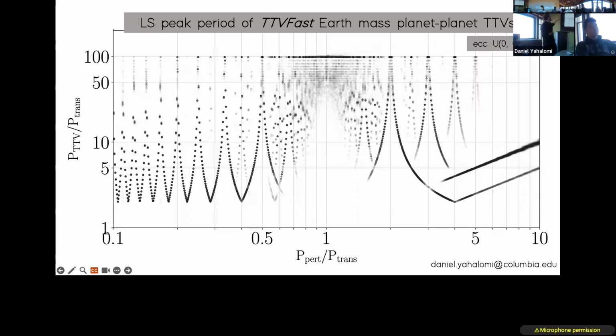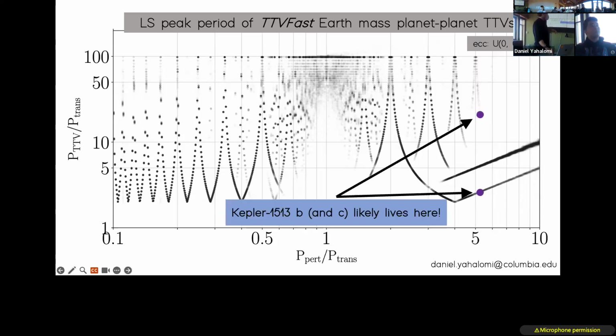What we plotted here is the TTV period on the y-axis versus the orbital period ratio. And this should look familiar, similar to those mean motion resonance circus tents that we showed earlier. I'm going to walk through what's causing these different effects. And just to point out quickly, Kepler-13b and planet C likely live here. So these are the two orbital periods you recovered using the long-term trend. So we have this short-term effect, and then there's the longer period signal.